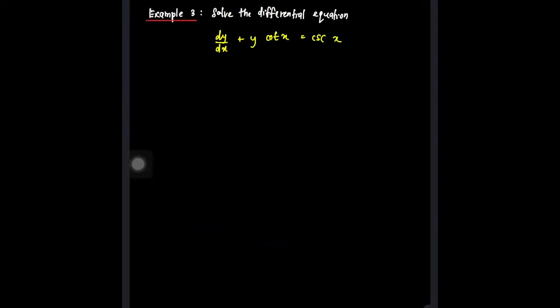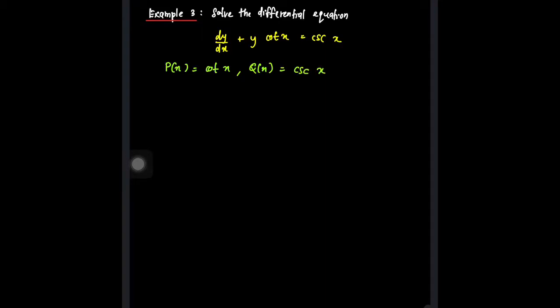Now look at example 3. Solve the differential equation. We have here dy over dx plus y cotangent x is equal to cosecant x. So the first step here, you have to identify your P(x). So our P(x) is equivalent to cotangent x, and our Q(x) here is equal to cosecant x.